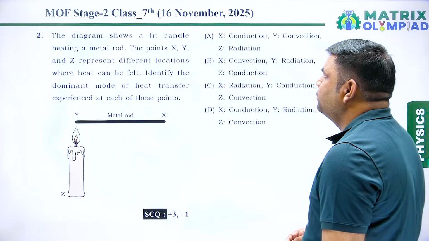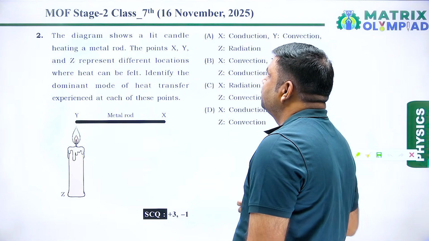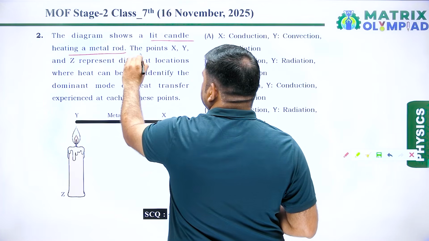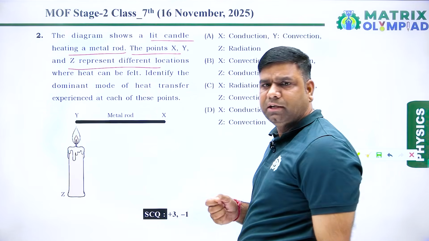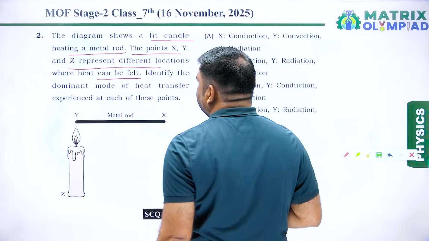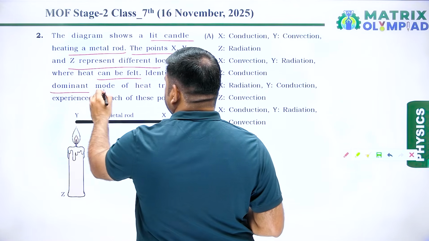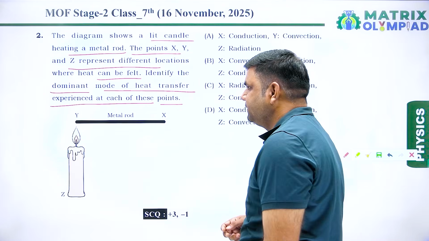In question number 2, the diagram shows a lit candle heating a metal rod. The points X, Y and Z represent different locations where heat can be felt. Identify the dominant mode of heat transfer experienced at each of these points.